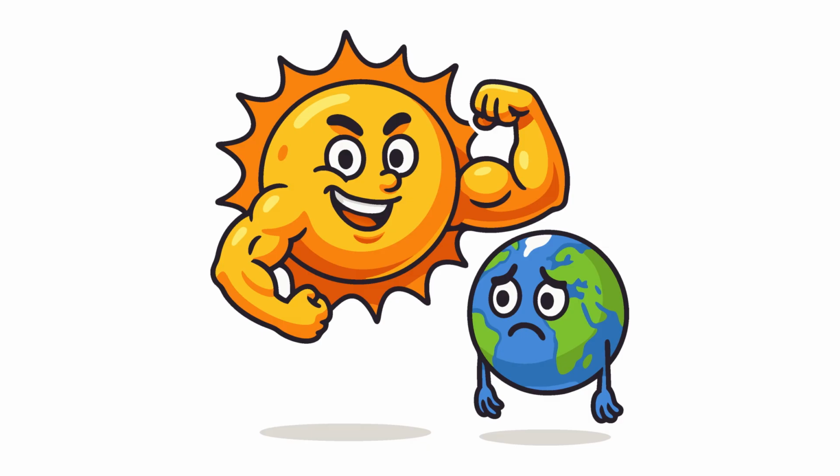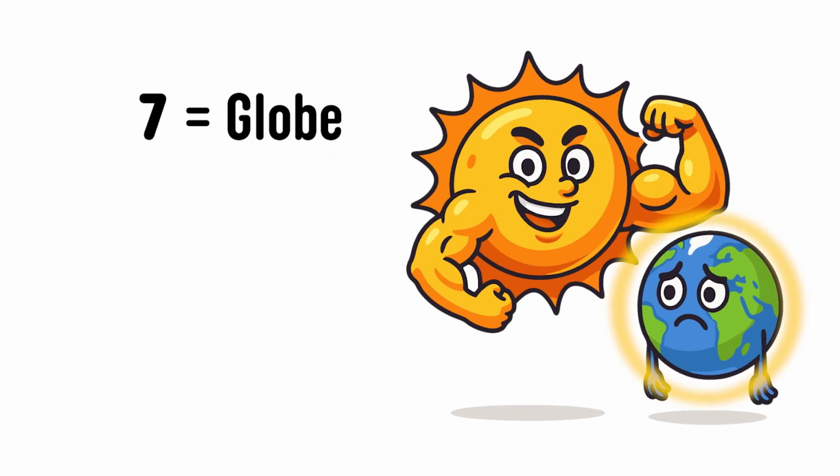Andrew Jackson was the 7th U.S. president. This image represents Andrew Jackson. The number 7 is represented by a globe, because the Earth has 7 continents.